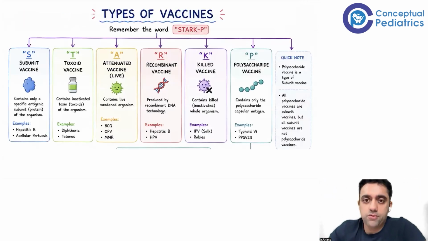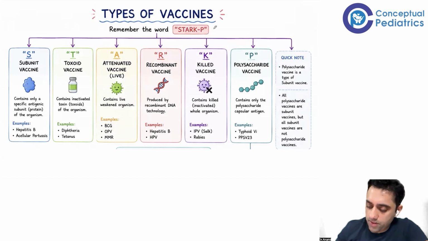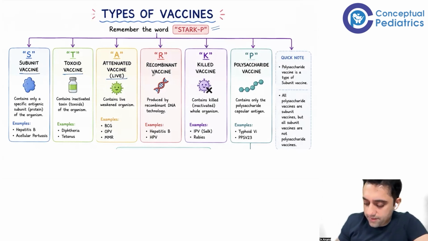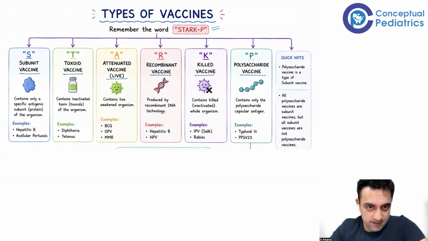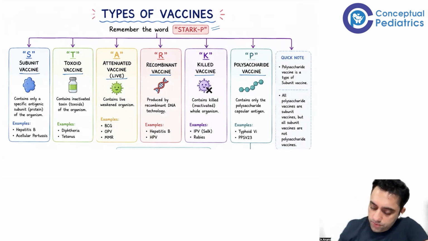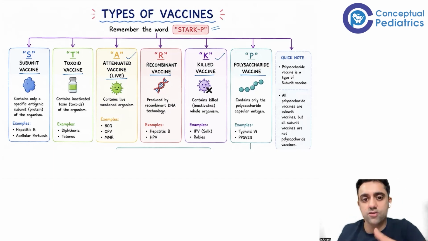Number two, yes, this is a very beautiful picture I have made. Remember the mnemonic Stark P. So we have the subunit vaccine, toxoid vaccine, attenuated live vaccine, recombinant vaccine, killed vaccine, and polysaccharide vaccine. So let's enjoy studying and finish it off, because with a lot of love I have made these slides. The easy ones are the live vaccine and the killed vaccine. Let's go one by one.